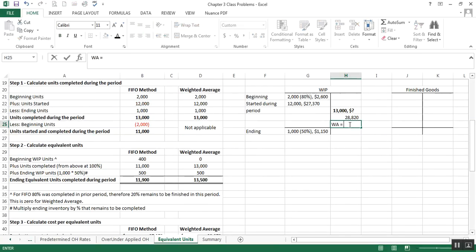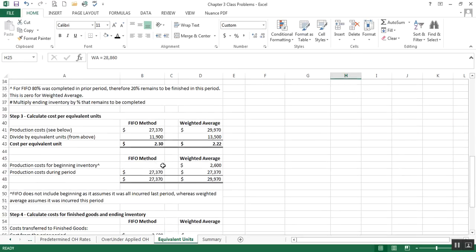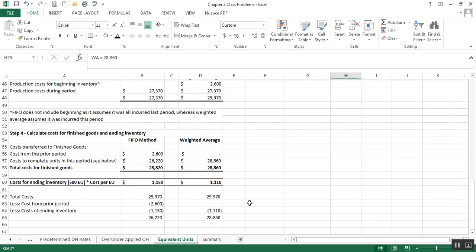So weighted average equals 28,860, and FIFO is 28,820. Okay? So that's how we calculate equivalent units and why we use that process.